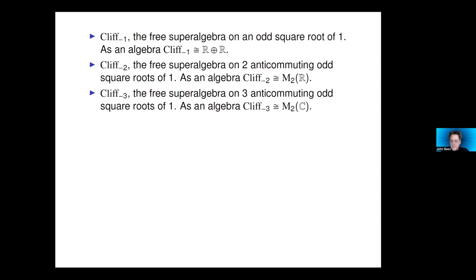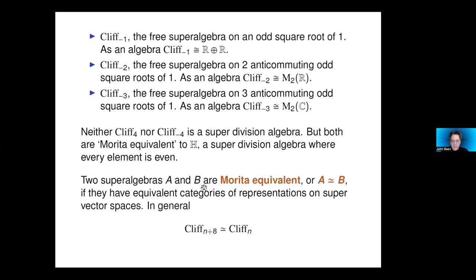You may wonder, why did I stop at three? Why did I switch and start going to square roots of plus one instead of throwing in more square roots of negative one? Well, the thing is that when you throw in four, that's too many. So neither Clif 4, that is where you throw in four square roots of negative one, nor this other guy where you throw in four square roots of plus one, is a superdivision algebra. So the buck stops there in a sense, but actually both of them are Morita equivalent to a certain superdivision algebra, namely the quaternions. But the quaternions, you can think of it as a superdivision algebra where every element is even.